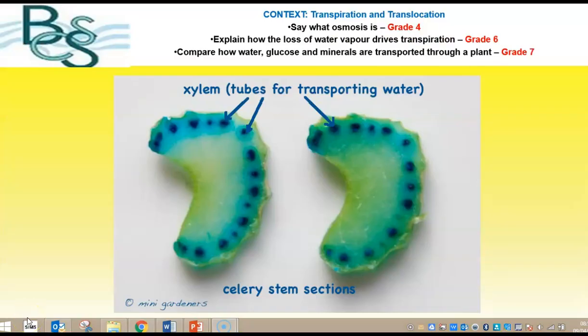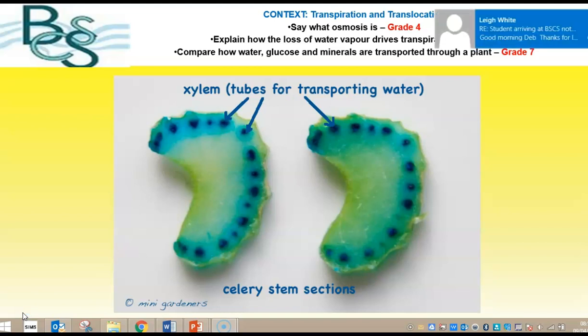If you've got any celery lying around at home, this is quite a nice little experiment to do. You just put some celery into some coloured water, so some water with some food dye, for instance, and if you leave it for a day, you'll notice that the dye will start to pass up through those xylem vessels inside the stem. And if you slice it through, like it's shown on this picture here, you can see clearly where the xylem vessels were in these celery stems.